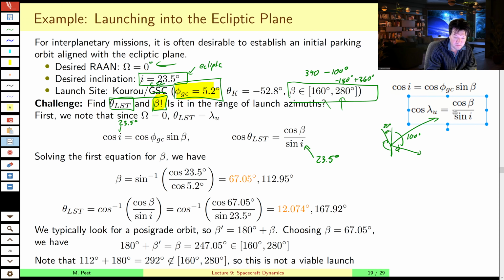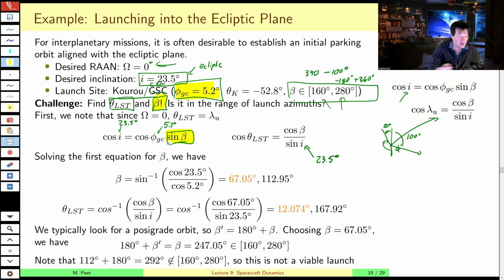Other formula as well. Right. And so, 23.5 degrees. Well, I've got it right here. This is 5.2 degrees. And this one is indeterminate, right? So the first step is to solve for beta.